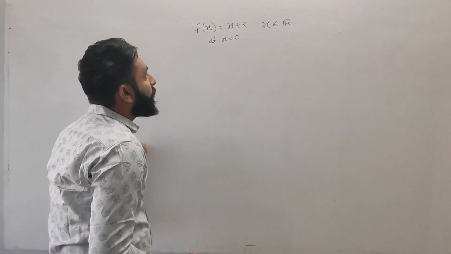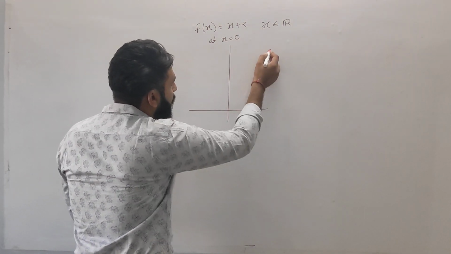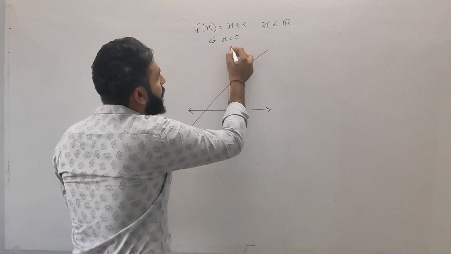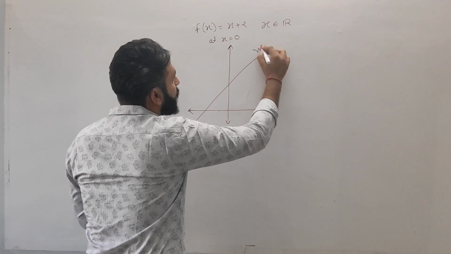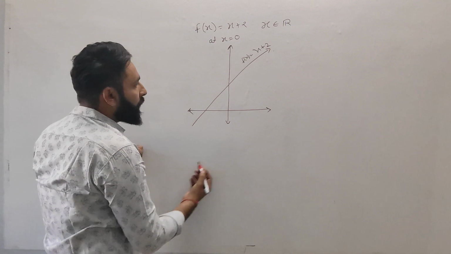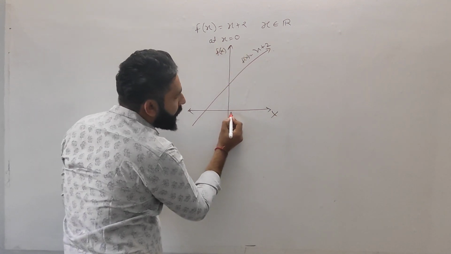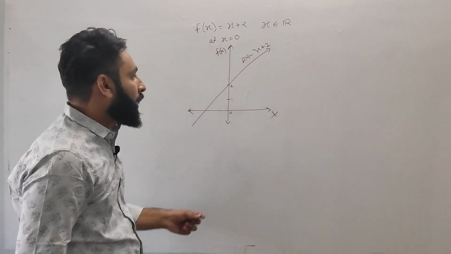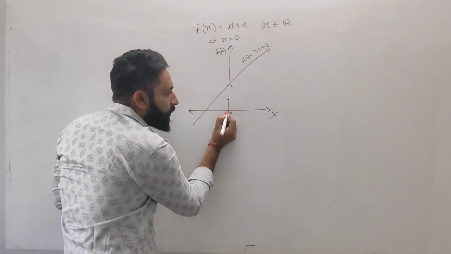So first we see the graph of this function. This is the graph of the function f of x equals x plus 2. This is the x-axis, this is f of x. This is 0, this is 1, and this is 2. We have to check the limit at x is equal to 0 on this point.